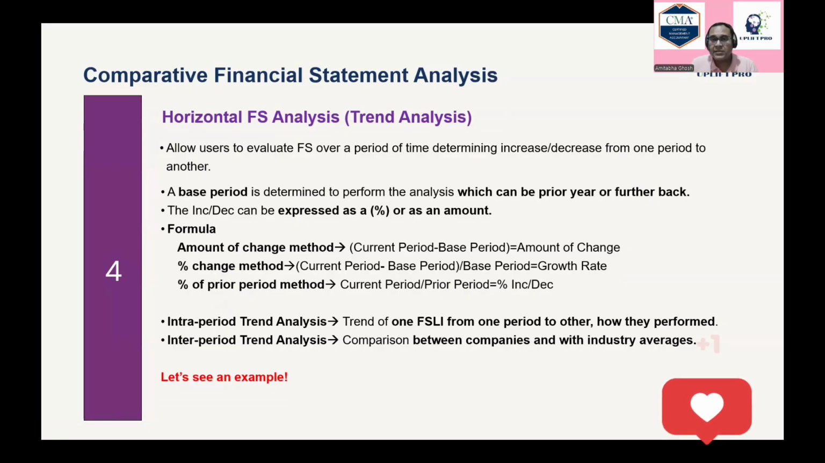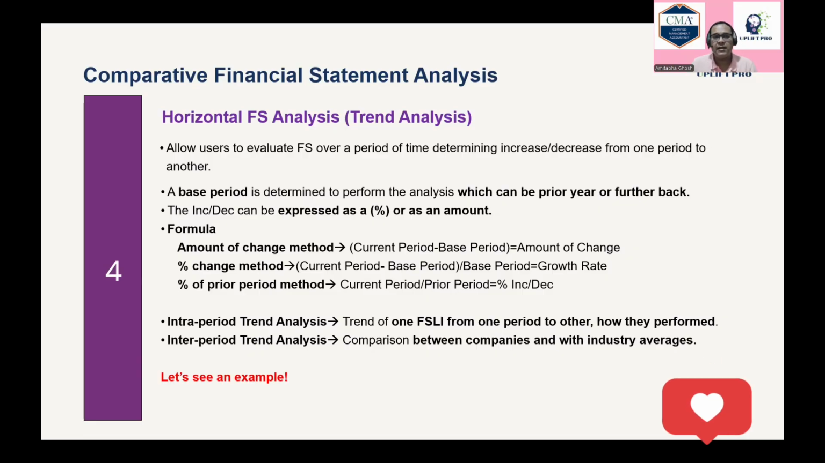The base period is determined to perform the analysis, which can be the prior year or further back. Now just notice the change from vertical analysis. In vertical analysis, we are focusing on the same statement. We are taking a particular amount as the base amount, and against that, percentages were calculated. But in horizontal analysis, we are taking a particular year as the base year. Against that base year, we compute the change that has happened in terms of the amount or the percentage increase or decrease. So it is the year, which may be the prior year or a year further back, which is taken as the base.